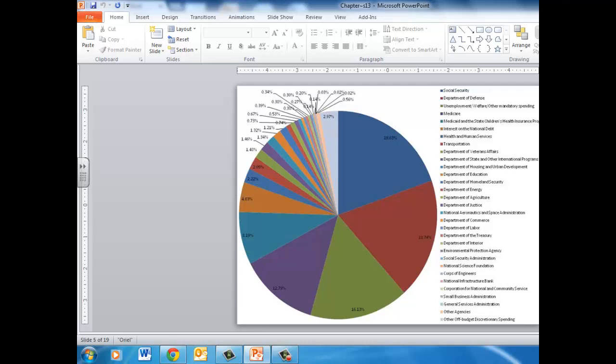Here is one that I found that's a little bit closer to our time period, which still shows Social Security at the top with almost 19%, and then the Department of Defense at 16%. Notice that unemployment is in third place with 13%, and that would be due to so many unemployment claims since the recession of 2008.